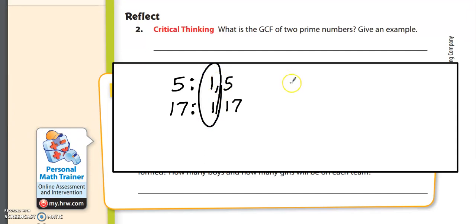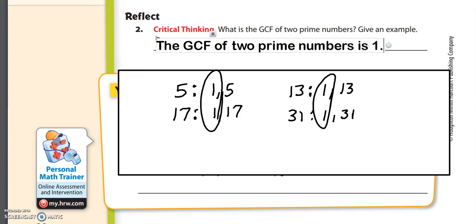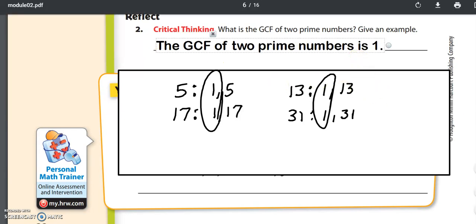Let's try 13, which is a prime number, and 31, which is a prime number. Well, the factors of 13 include 1 and 13, and the factors of 31 include 1 and 31. And I notice once again that the greatest common factor is 1. So at this point I can probably draw the conclusion: the GCF of two prime numbers is 1. All right, let's move on.